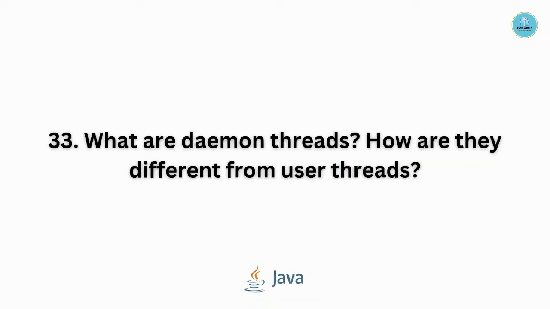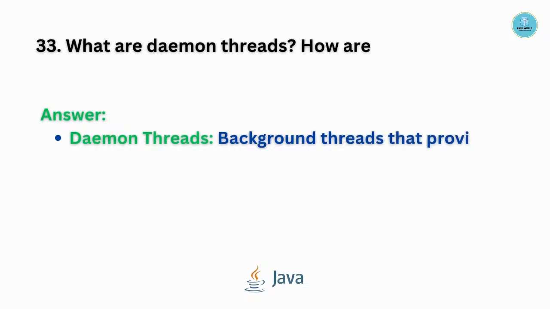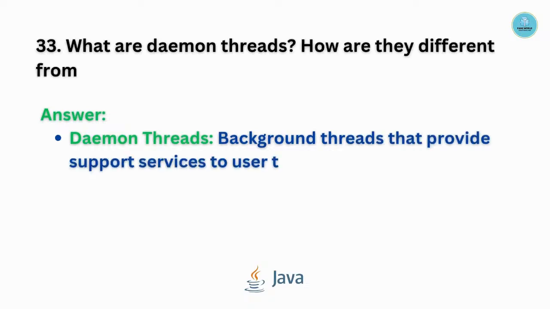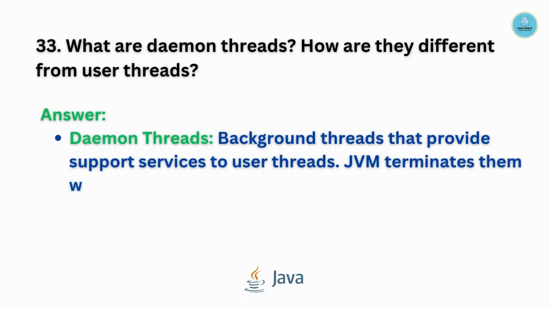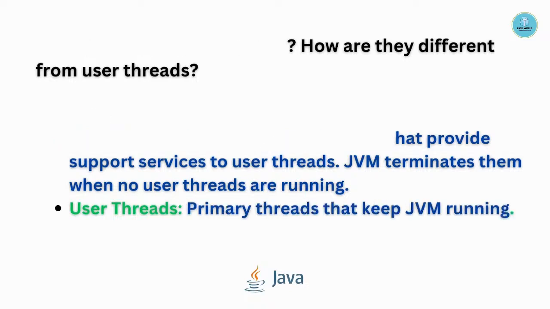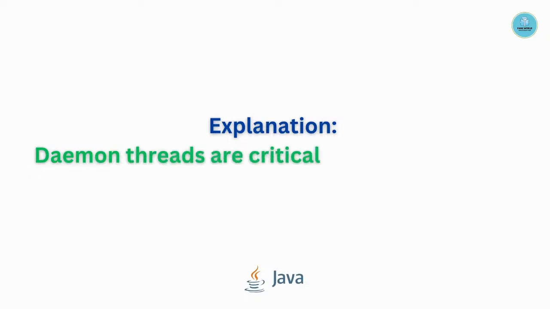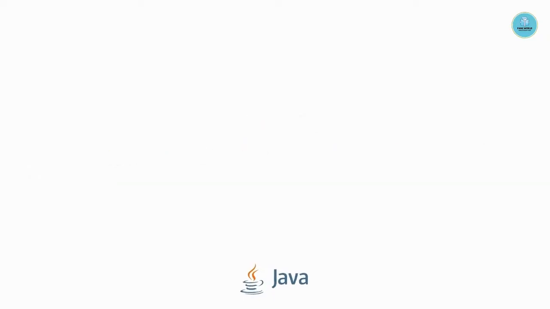Question number 33. What are daemon threads? How are they different from user threads? Daemon threads are background threads that provide support services to the user threads. The JVM, that is the Java Virtual Machine, terminates them when no user threads are running. User threads are primary threads that keep the JVM running. Example is as follows. Daemon threads are critical for understanding thread lifecycle management.